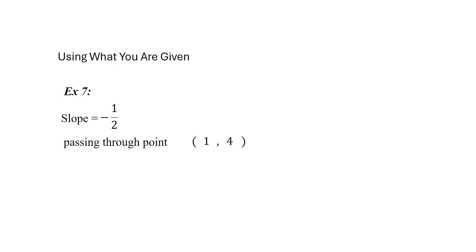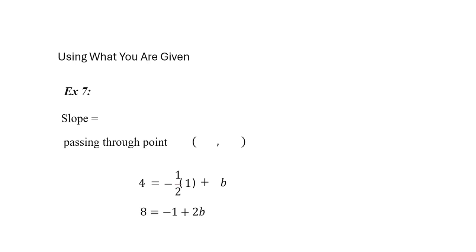In our last example here, we're told the slope is negative 1/2, passing through the point 1, 4. Once again, writing out our formula, y equals mx plus b, taking the value negative 1/2 and substituting it for m. Take the value of 1, substituting it for x, and the value of 4, substituting for y.